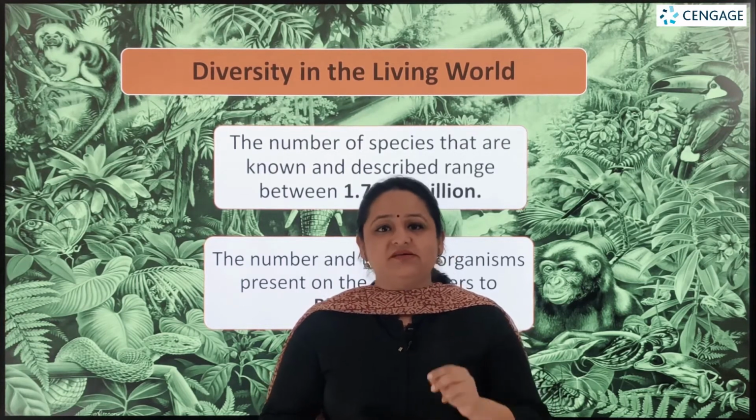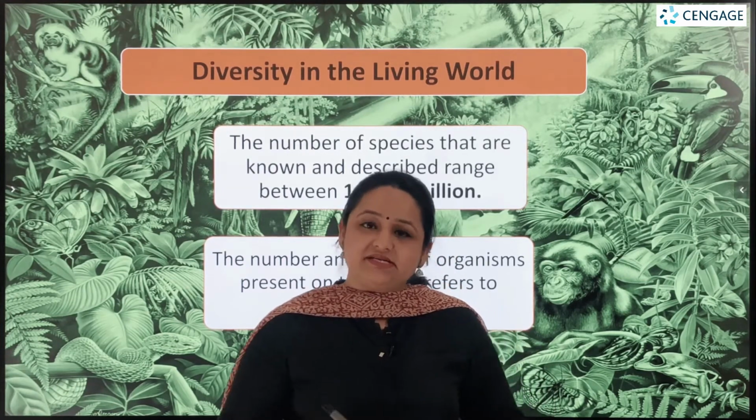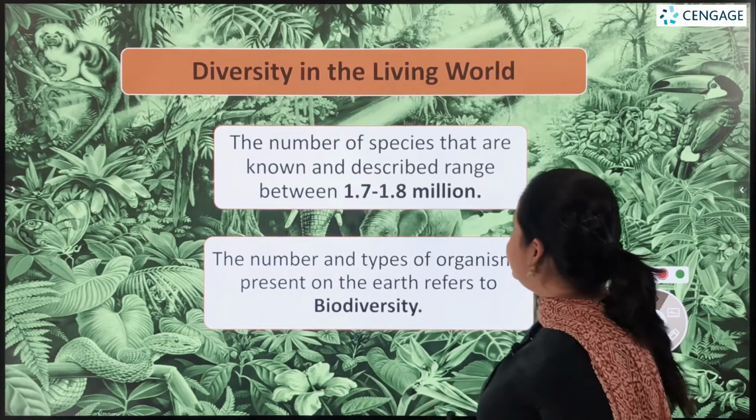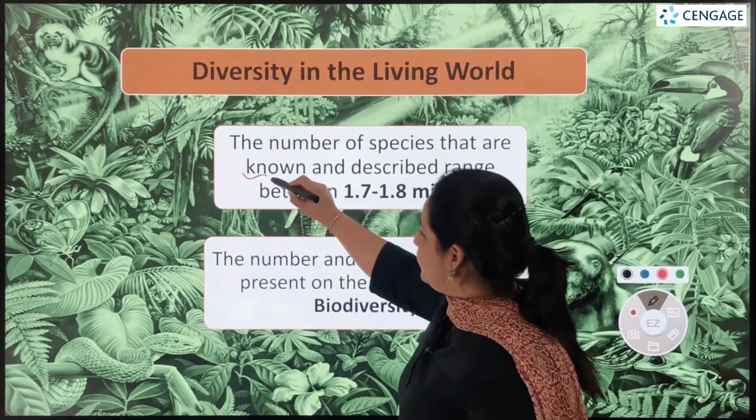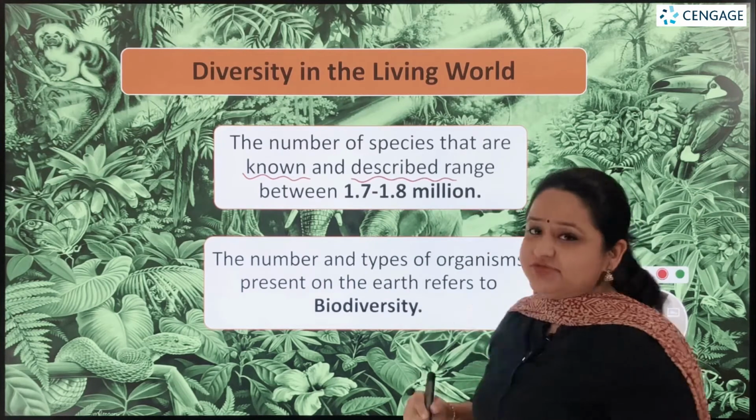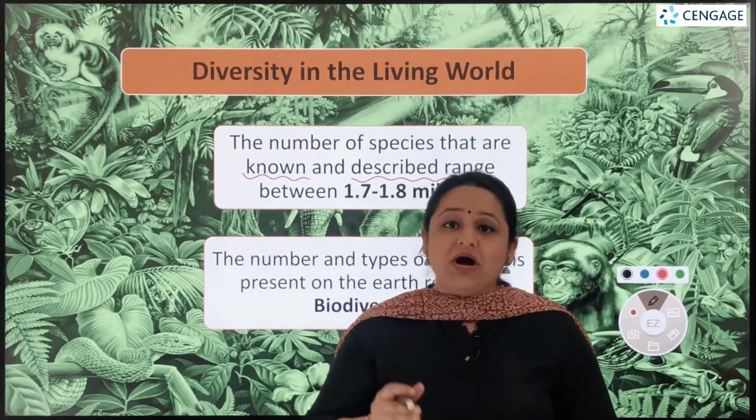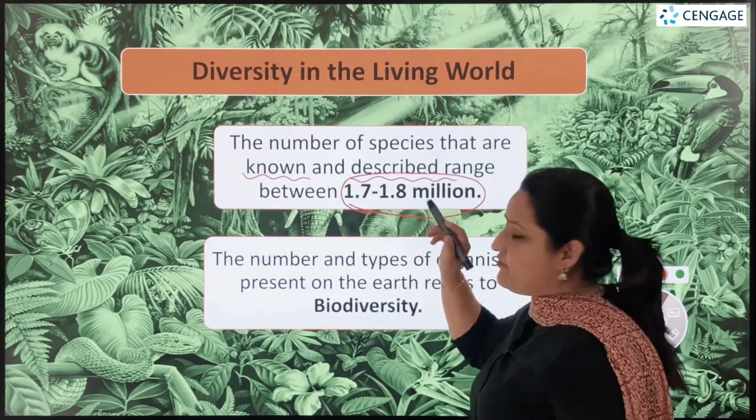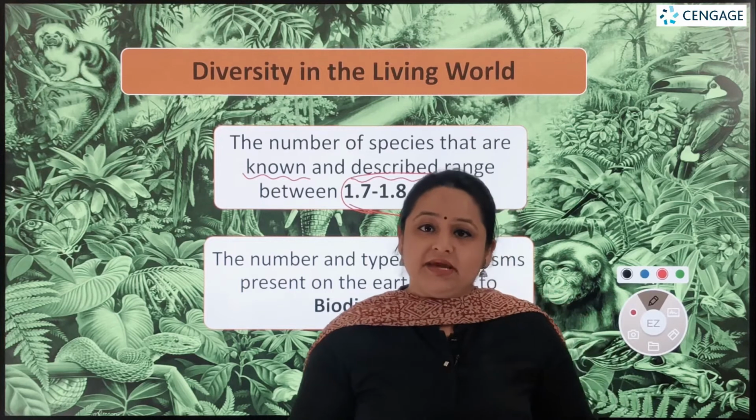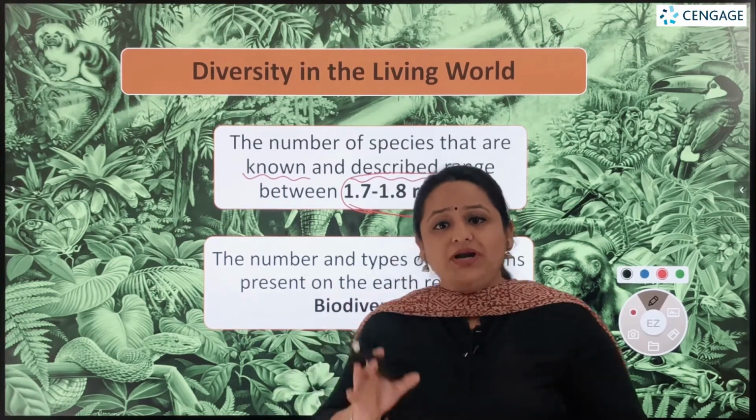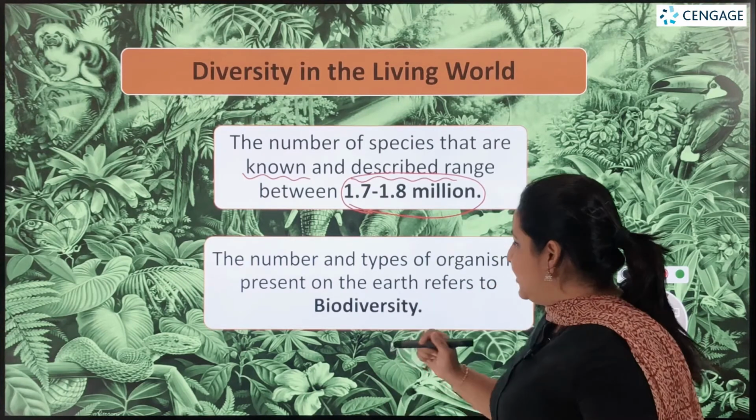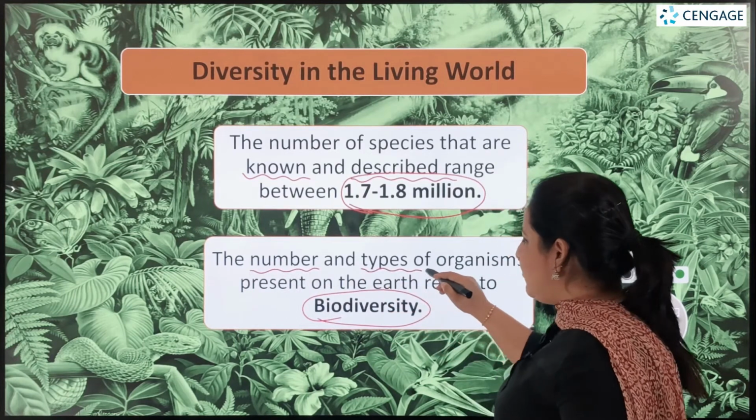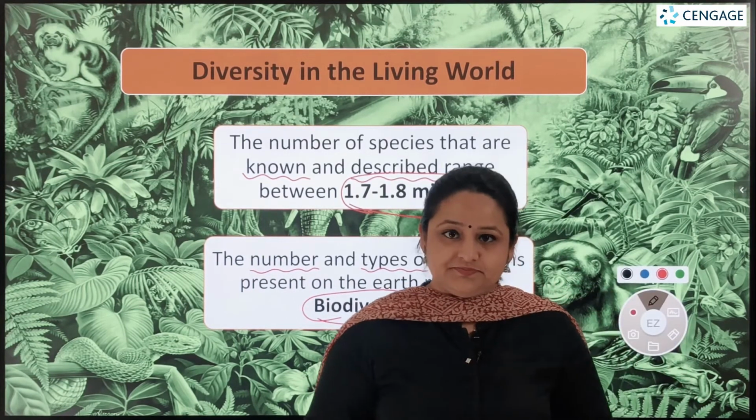So all these various different kinds of organisms which are present in our surroundings are known as species, and the number of species that are known and described ranges between 1.7 to 1.8 million. So this is a huge number of organisms that we have already named and described. So what exactly is biodiversity? Biodiversity refers to the number and the type of organisms which are present on Earth.